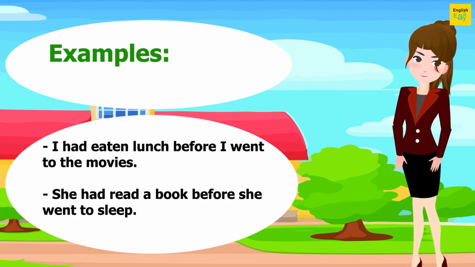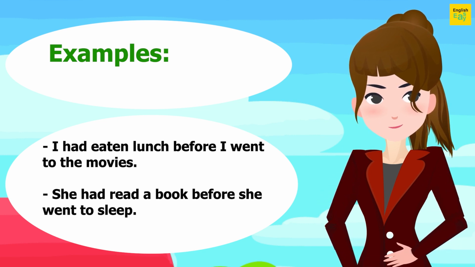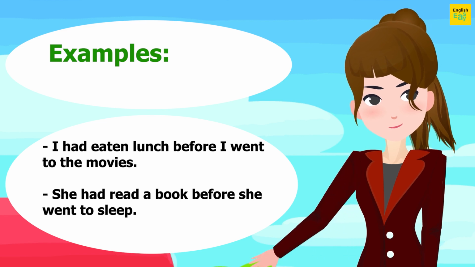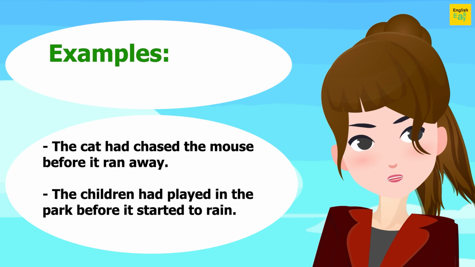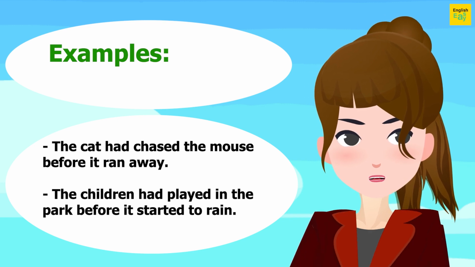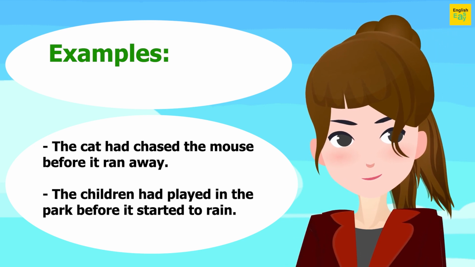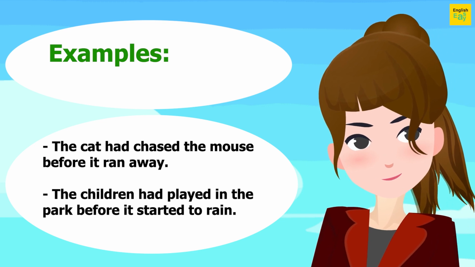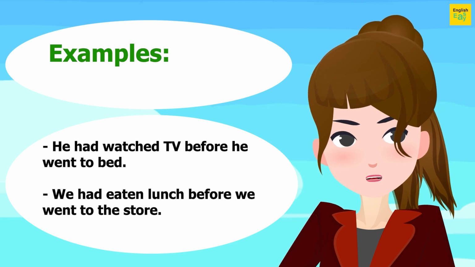Examples: I had eaten lunch before I went to the movies. She had read a book before she went to sleep. The cat had chased the mouse before it ran away. The children had played in the park before it started to rain. He had watched TV before he went to bed.